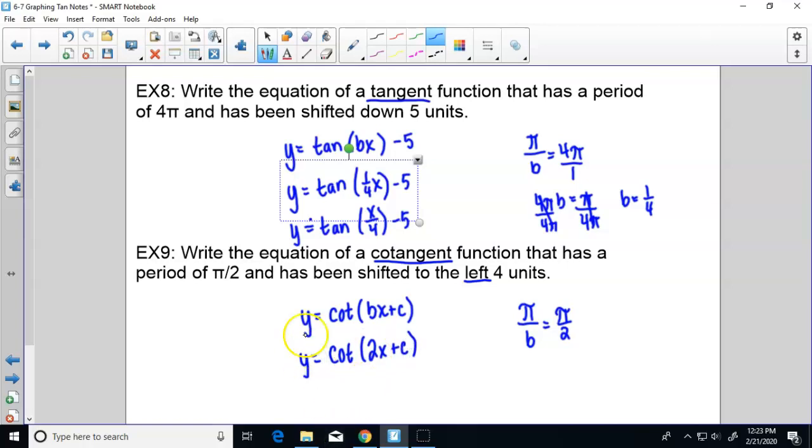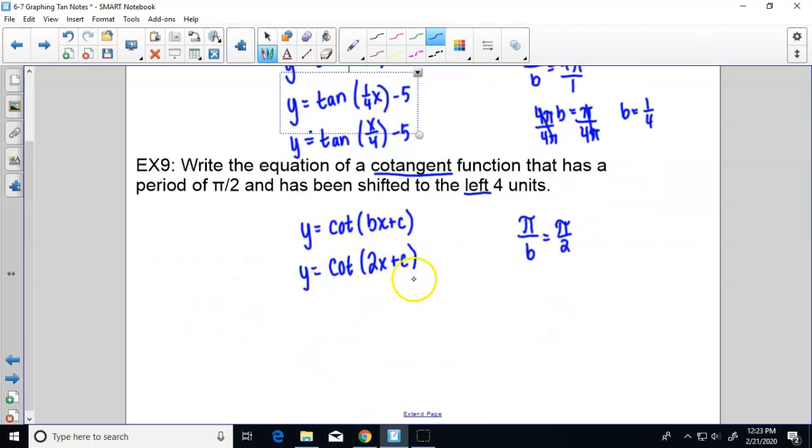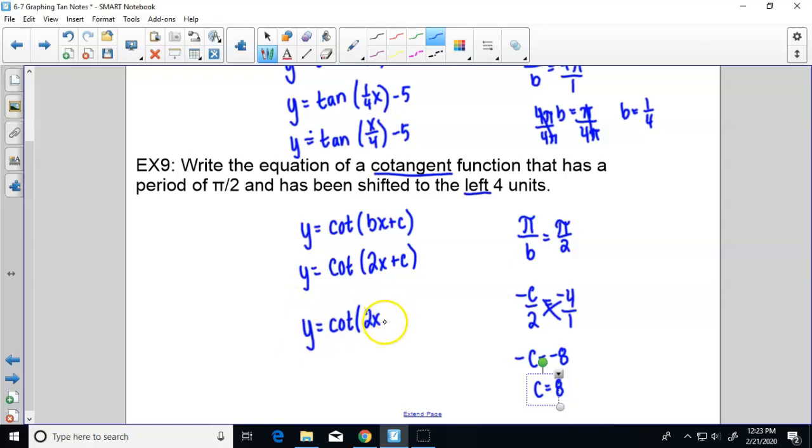And the phase shift is the same for tangent as it is for the other problems. So negative c over 2 is going to give you your phase shift. And my phase shift is to be to the left 4 units. So left is negative, so I'm going to put negative 4. So if I cross multiply here, I get negative c equals negative 8, and that means c is going to equal positive 8. So my equation here is y equals cotangent of 2x plus 8. Okay, and that would be my equation here.